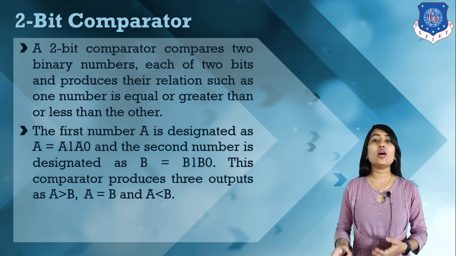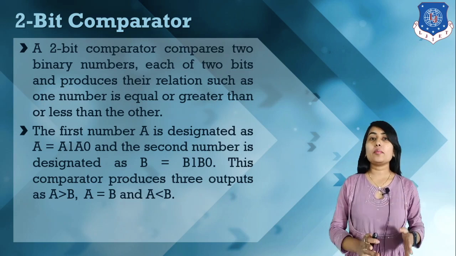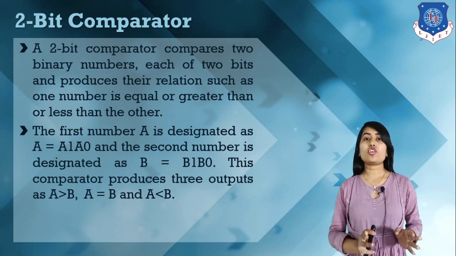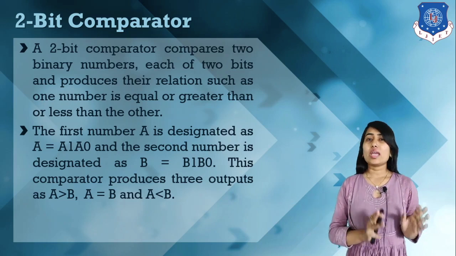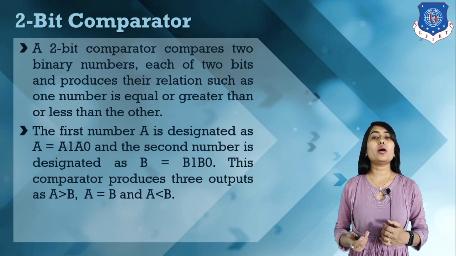This is how we can compare 2-bit binary numbers by first comparing the MSB. If we get an idea about greater than or less than from the MSB, we can write it for the whole number, but if the MSBs are equal, we go with the next bit.